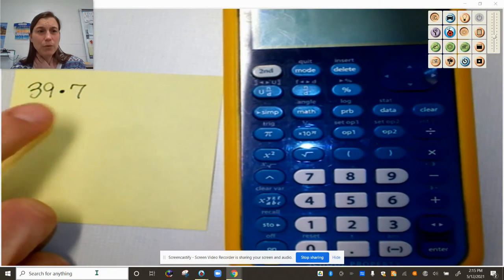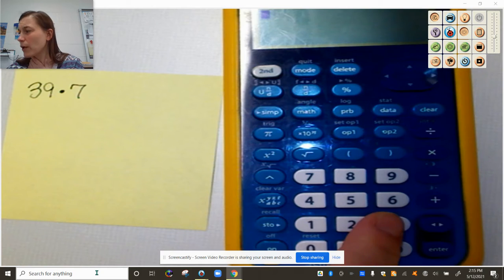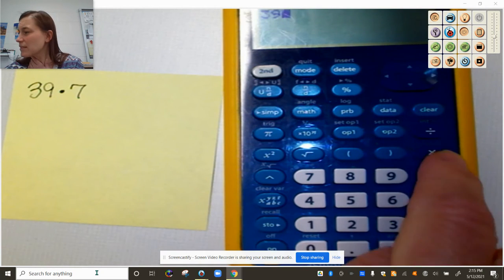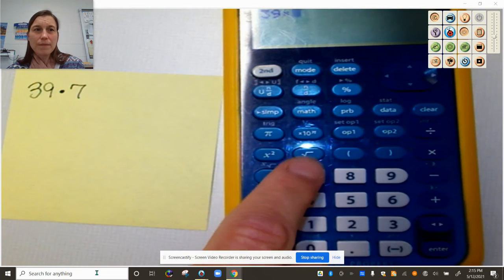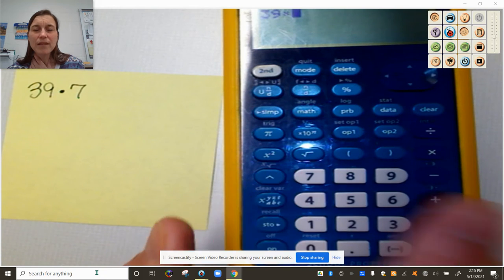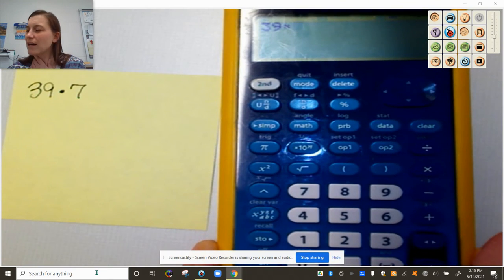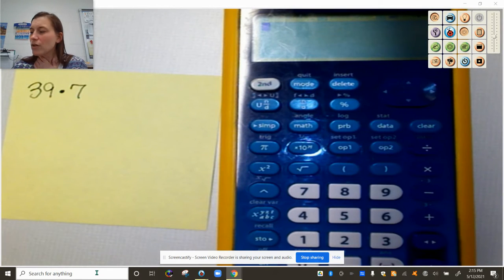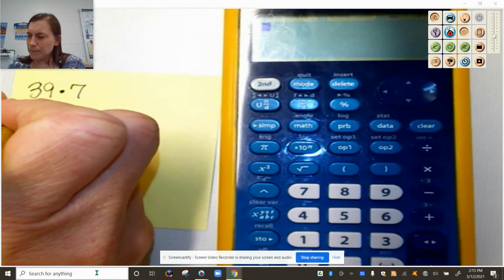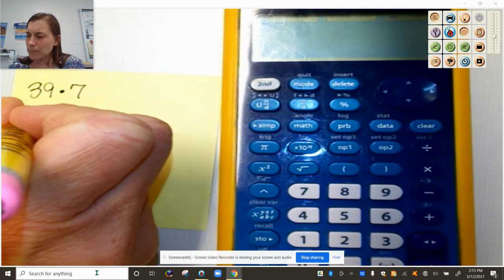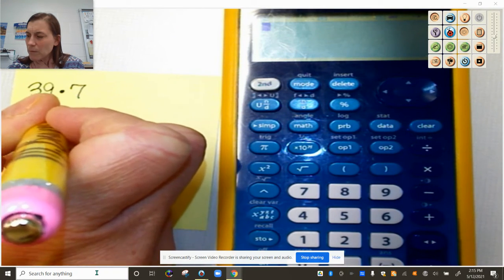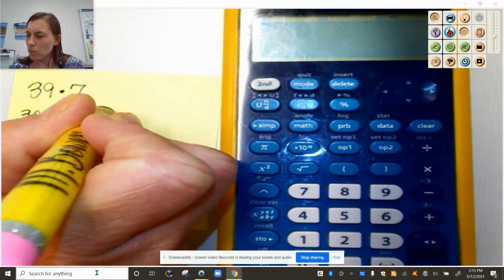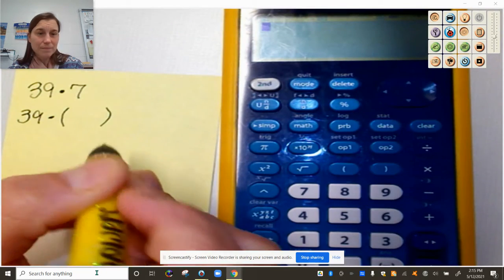And I wanted to solve this problem, 39 times 7. So I would type in 39 times, but let's say the 7 key was the one that didn't work, okay? So how could I still get 39 times 7? So you might feel like you're stuck, like what could I possibly do? Well, what I need to do is think about, I'm multiplying by 7, but what are all the different ways that I can get 7?